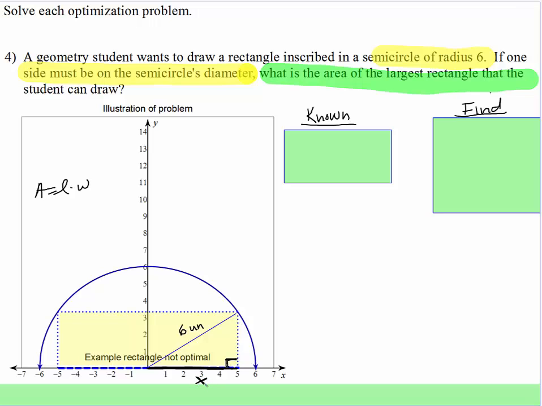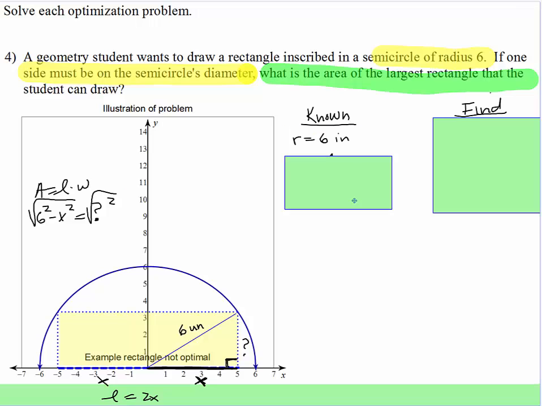I'm going to name this side x. And if this side is x, this side is x. So the full length of the rectangle is equal to 2x. So we just don't know this side. Well, if we have a right triangle, we know that x squared plus question mark squared equals 6 squared. And in reverse, 6 squared minus x squared is going to equal that third side squared. And to find the third side, we would take the square root of both sides.